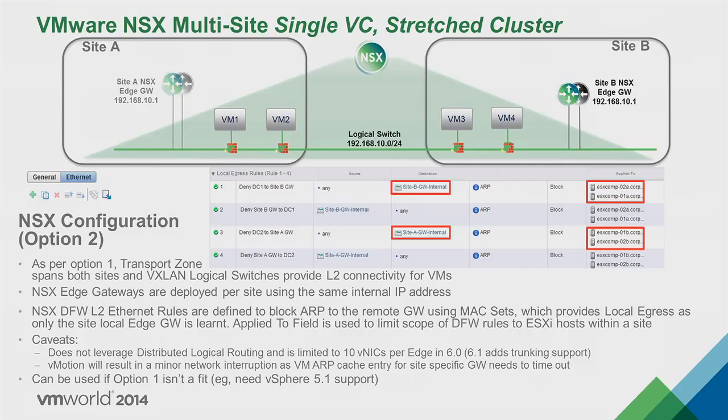But one of the other reasons why option 1 is preferred is that if you do migrate a virtual machine from one site to another, there will be a minor network interruption because you'll need to relearn the MAC address of the other site's gateway. So option 1 is preferred. But the reason why you might use this option is if you needed to support vSphere 5.1, for example. You couldn't leverage distributed logical routing. That's all.